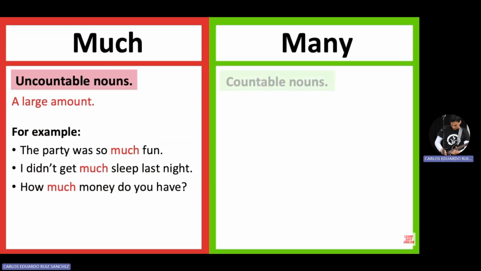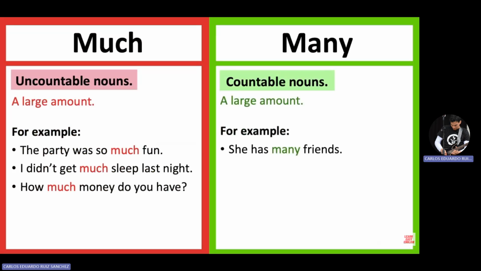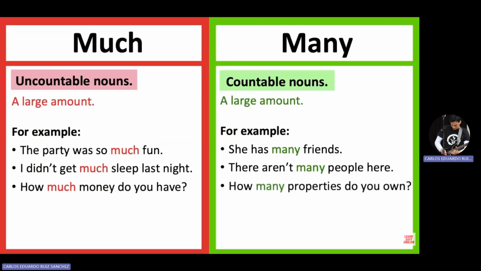Many. Many is used with countable nouns. Again, it refers to a large amount. For example, she has many friends. The countable noun in this sentence is friends. So we're saying that she has a large number of friends. There aren't many people here. The countable noun in this sentence is people. How many properties do you own? The countable noun in this sentence is properties.